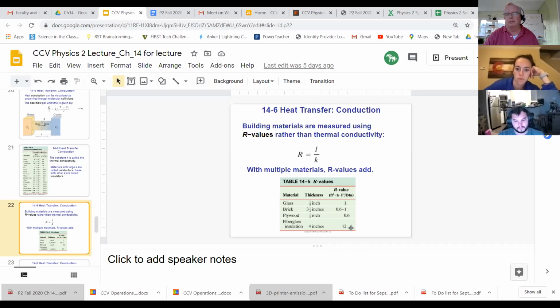Now, the interesting thing about R values is that they add. So if you wanted to double the insulation, then you can throw 8 inches of fiberglass, and now your R value is going to be 24.